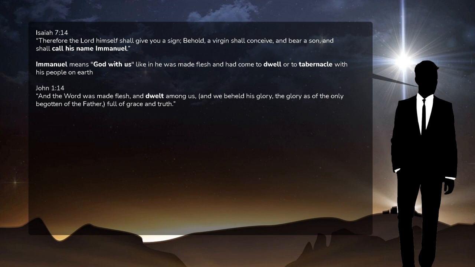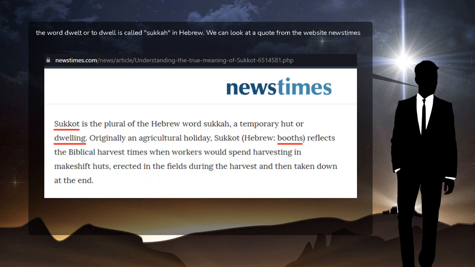John chapter 1 verse 14. And the Word was made flesh, and dwelt among us, and we beheld his glory, the glory as of the only begotten of the Father, full of grace and truth. The word dwelt or to dwell is called sukkah in Hebrew. We can look at a quote from the website News Times.